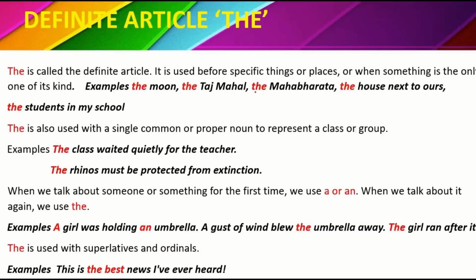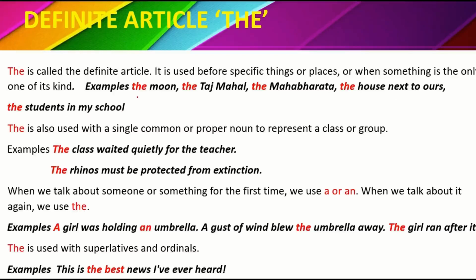If you want to make it more special or more important, we use "the" in front of that. Specific things or places, or when something is the only one of its kind. That means if there is only one thing in the world, we have to use the article "the" because it is something specific. Examples: the moon, the Taj Mahal, the Mahabharata, the house next to ours, the students in my school.